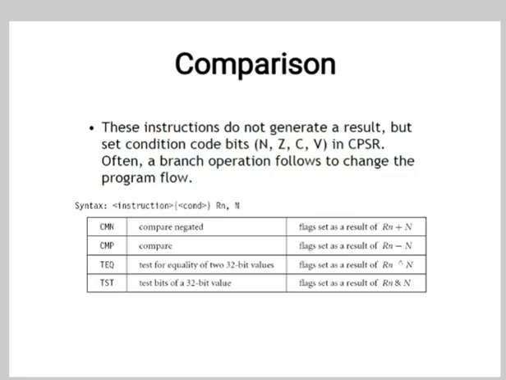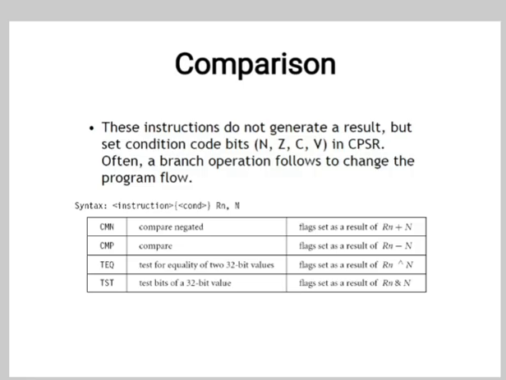Next type is comparison operations. Now these instructions do not generate a result but set the condition code bits NZCV in CPSR. Often a branch operation follows to change the program flow. So the syntax for this is given here. It is instruction, condition, Rn and N.